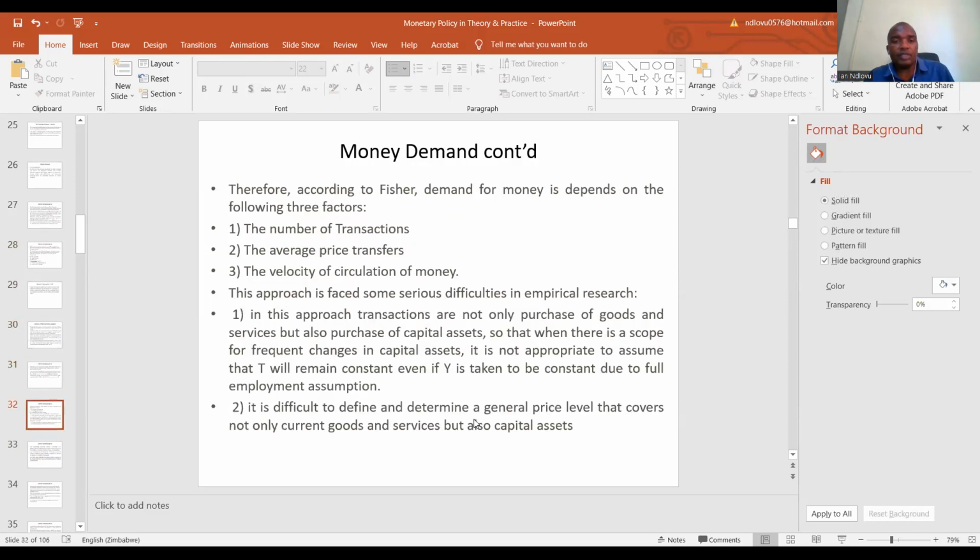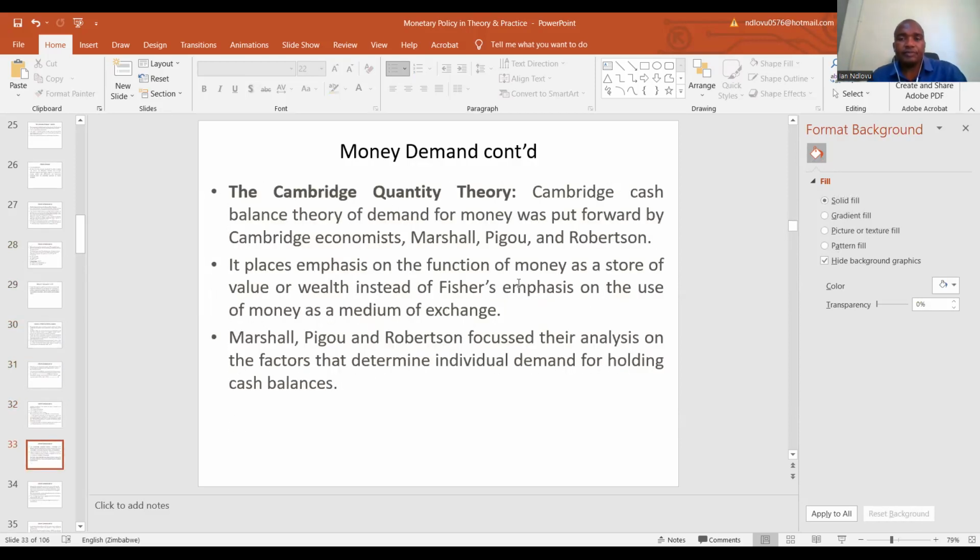And then we move on to the Cambridge School. The Cambridge cash balances theory of demand for money was put forward by Cambridge economists such as Alfred Marshall, A.C. Pigou, and Robertson. It places emphasis on the function of money as a store of value or wealth, instead of Fisher's emphasis or obsession with money as a medium of exchange.